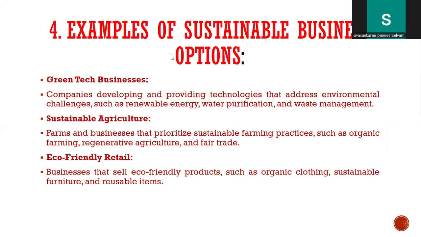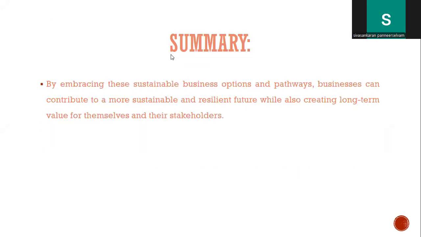What are the examples of sustainable business options? Green tech business, sustainable agriculture, eco-friendly retail store. These are some of the standard examples of sustainable business options as listed here. In a nutshell, sustainable business options and pathways are both highly interconnected. A business can contribute a lot to sustainability by promoting a resilient future, in terms of long-term value for themselves and also for other stakeholders.